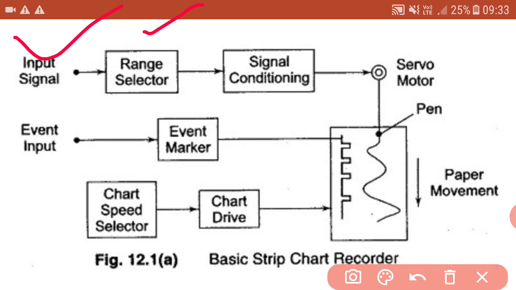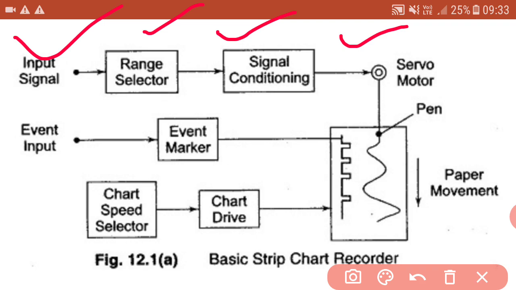Then the output of the range selector is given to the signal conditioning circuit. In the signal conditioning circuit, the waveform is conditioned as per our requirement, and the output of signal conditioning is given to the servo motor. Okay, so we know that the servo motor is used as one element in a strip chart recorder.